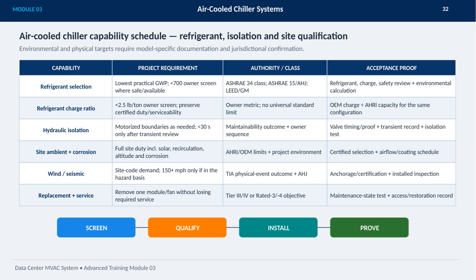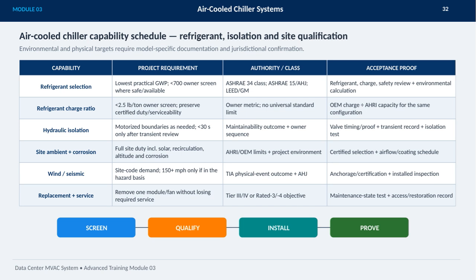Site qualification covers ambient conditions, including solar heat, air recirculation, altitude, and corrosion risks. Equipment must meet AHRI and OEM limits while matching project environmental factors. Wind and seismic requirements are dictated by site codes, applying high wind ratings only where hazard analysis justifies them. Certification of anchorage and thorough inspection upon installation are critical.